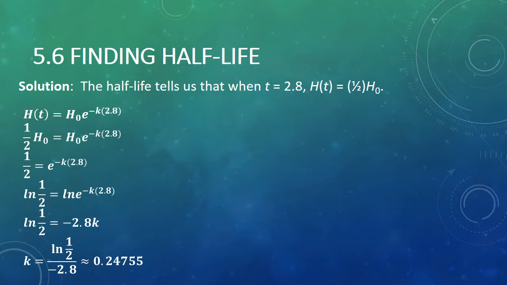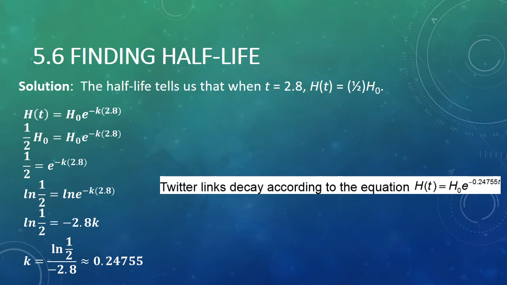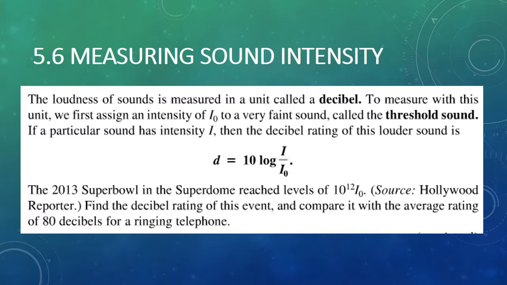And then we're going to take the natural log of both sides. The natural log and the e cancel out. So we have the natural log of 1/2 equals negative 2.8k. And then divide by negative 2.8. Put it in your calculator and you get 0.24755. So Twitter links decay according to the equation h of t equals h sub 0 times e to the negative 0.24755 t.